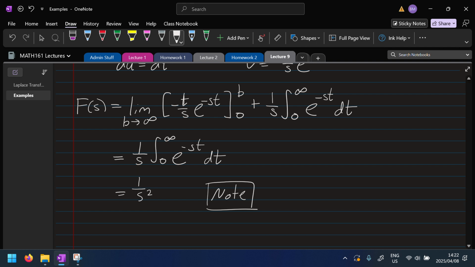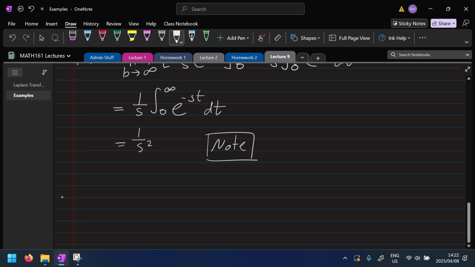And then the last example for today, number 3, we want to find the transform of sine of t. And then for homework, please follow the working like we did here, but then find it for cos of t.